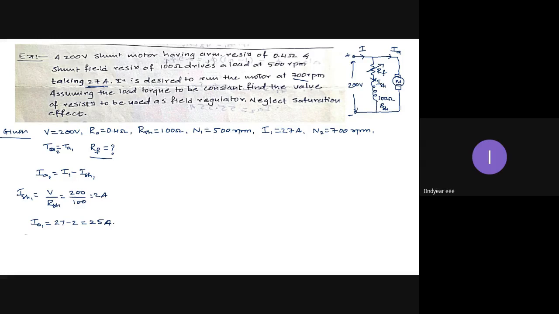Therefore, EB1, back EMF, is V minus IA1 RA. My RA will not change. It equals 200 minus 25 into 0.4. So EB1 is equal to 190 volts. EB1 is 190 volts. Okay. Similarly, EB2.